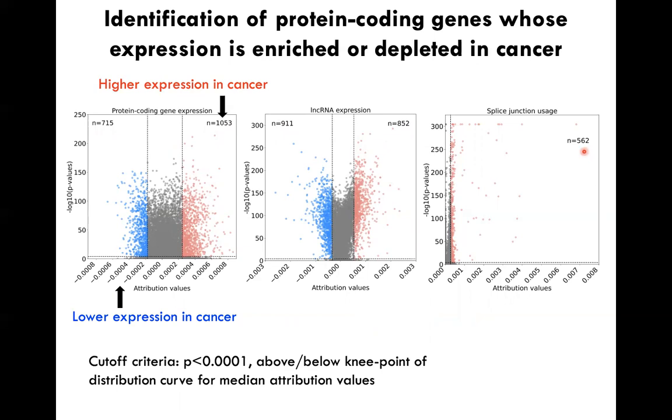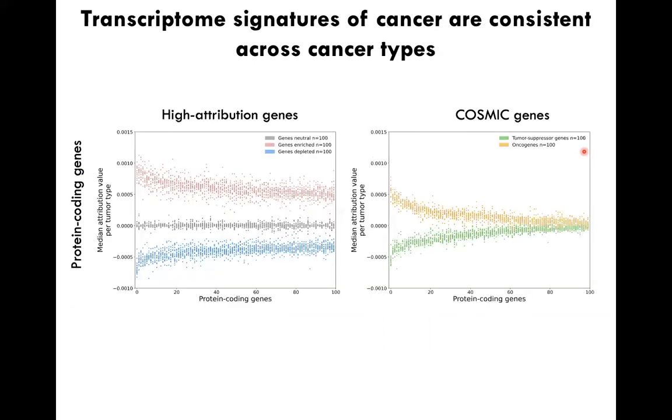Now, because the selection of these high attribution values was based off of median values that were calculated over all of the samples of all the cancer types, the first thing that we did was to evaluate how consistently enriched or depleted these features are across cancer types. Here we have 100 genes that have the highest attribution values, either negative, so that means that these are the most depleted genes in cancer, or positive, so the most enriched genes in cancer.